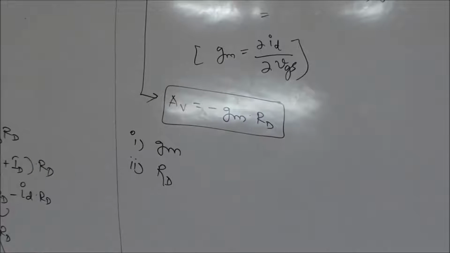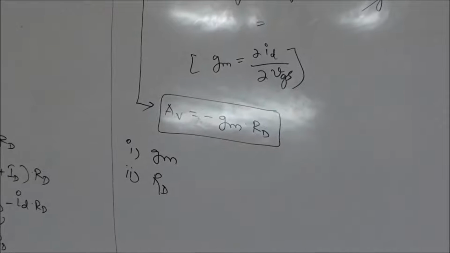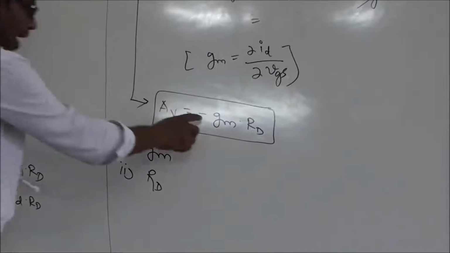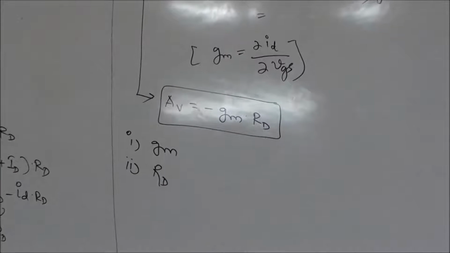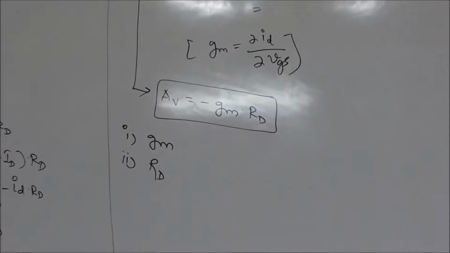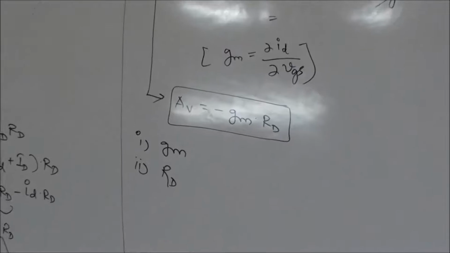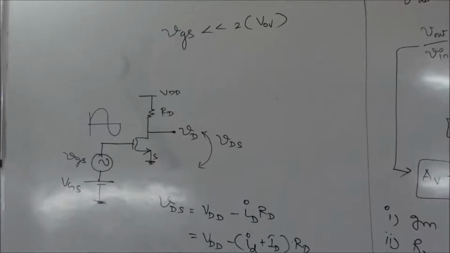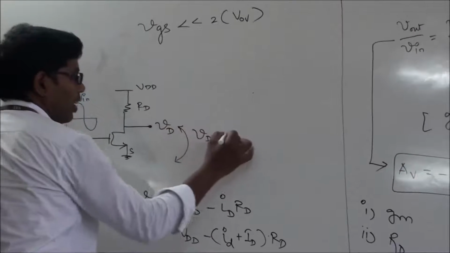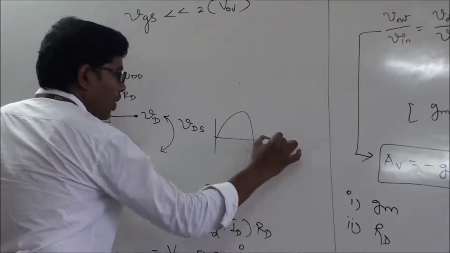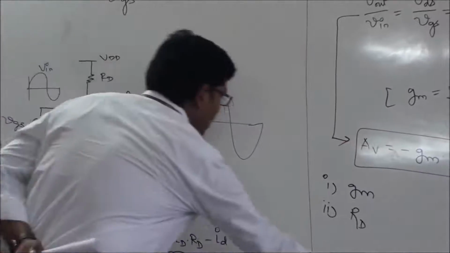Are you following me? Right? Because it purely depends upon gm times R. That's it. So, what does this minus sign indicate? The output is 180 degrees out of phase. Say if I am giving an input signal of this amplitude, V in, here the output is going to be an amplified version of V in, where V out is 180 degrees out of phase.